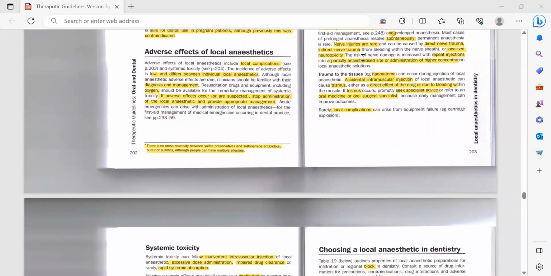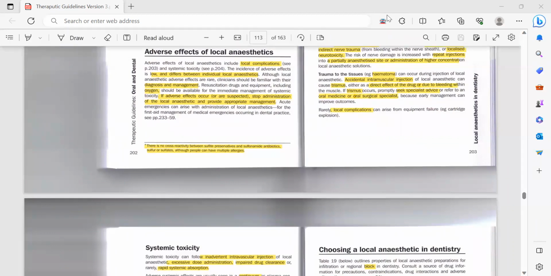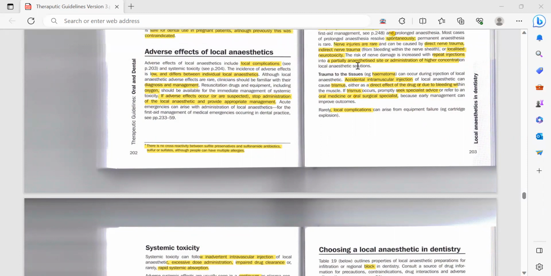The risk of nerve damage is increased with repeat injection into a partially anesthetized site, or administration of higher concentration. For example, if you are injecting articaine, it has 6 times more risk of permanent anesthesia as compared to lignocaine.